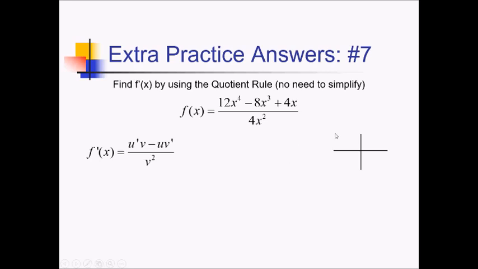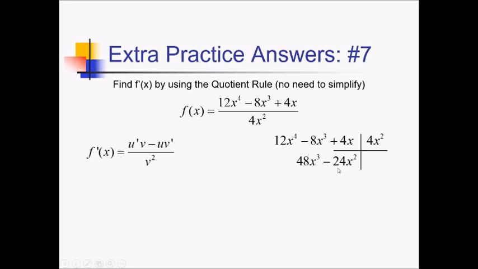So I've got my numerator, 12x to the fourth minus 8x to the third plus 4x, right up here in the upper left. In the upper right, I'll put my denominator, 4x squared. Now I'll put their derivatives down below. So we've got 48x to the third minus 24x squared. And let's see, there should also be a plus 4 down there. There we go, that's a little more like it. And over here, our derivative of 4x squared is going to be 8x.